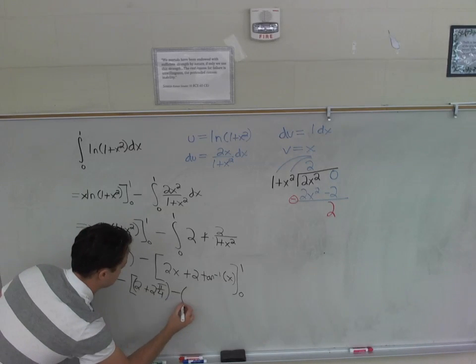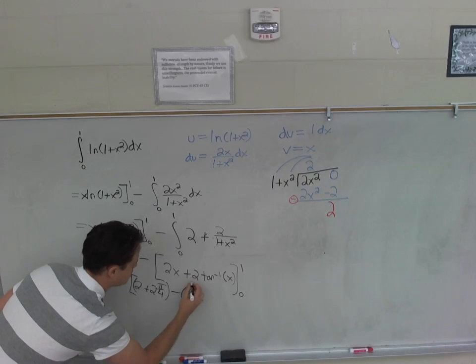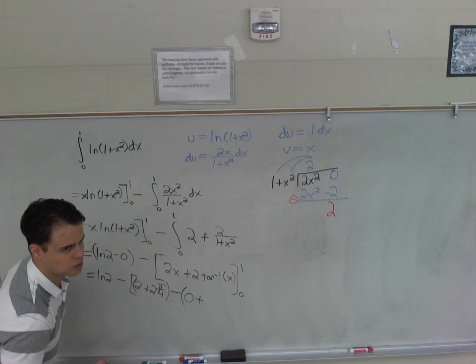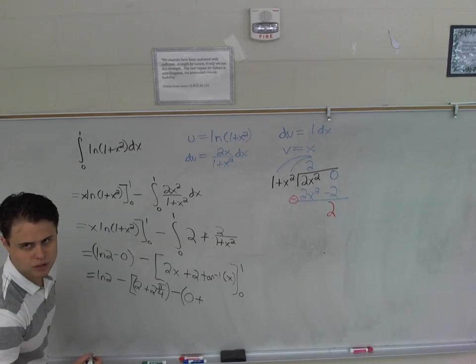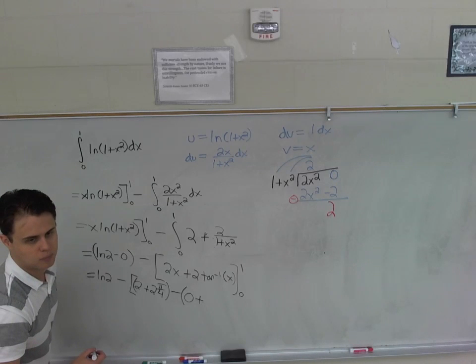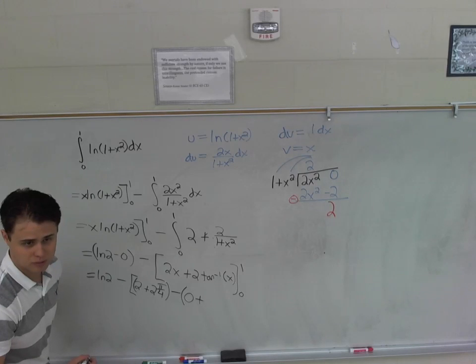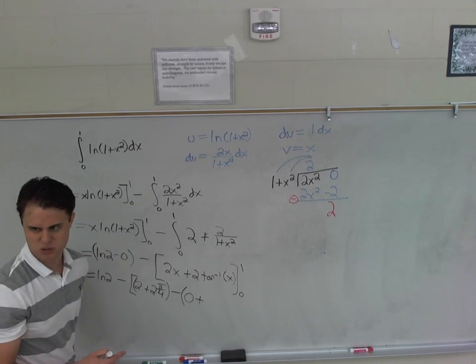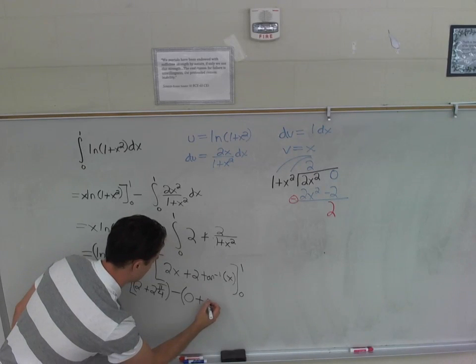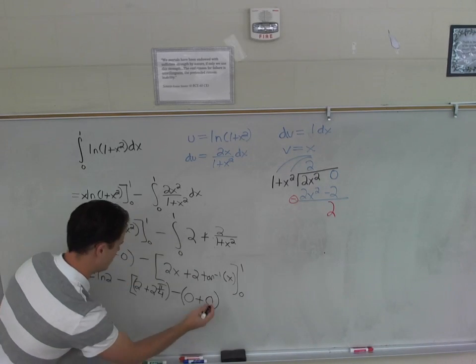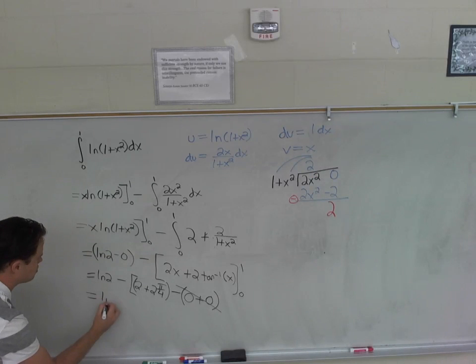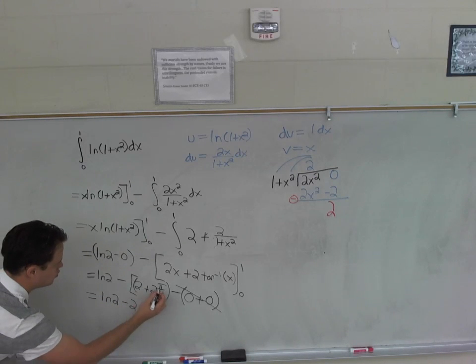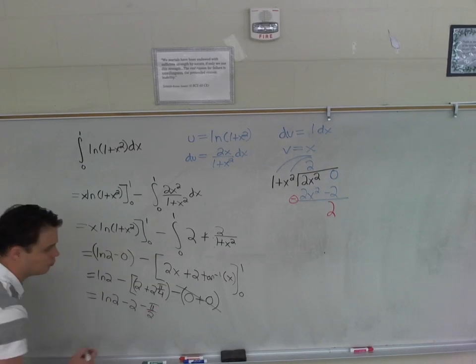And then we got to go minus 0 plus, what's the arctangent of 0? What angle has a tangent of 0? Think about the graph. 0. We good with that? The graph goes through 0, right? I don't think about tangents with unit circle usually. So, anyway, that really goes away. So we get natural log of 2 minus pi over 2.